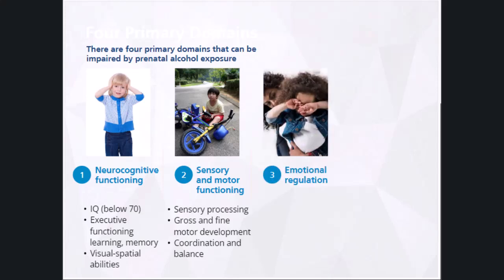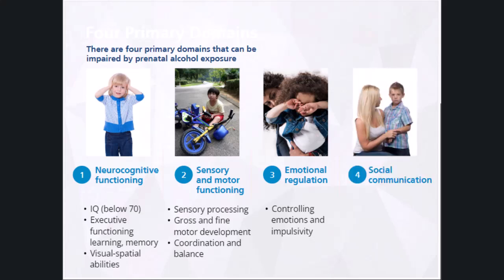Emotional regulation, controlling emotions and impulsivity. Social communication, difficulty understanding others or communicating with them. Difficulty reading social cues or social immaturity. All of these impairments result in problems in daily life skills.